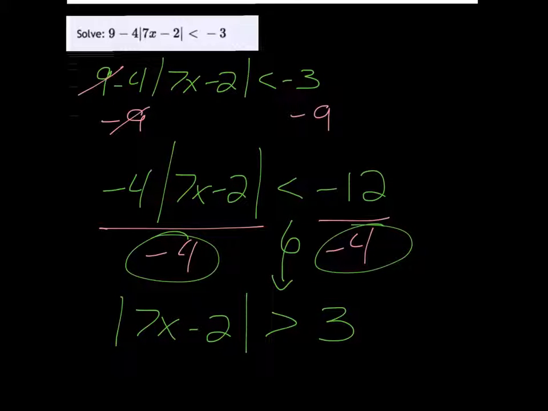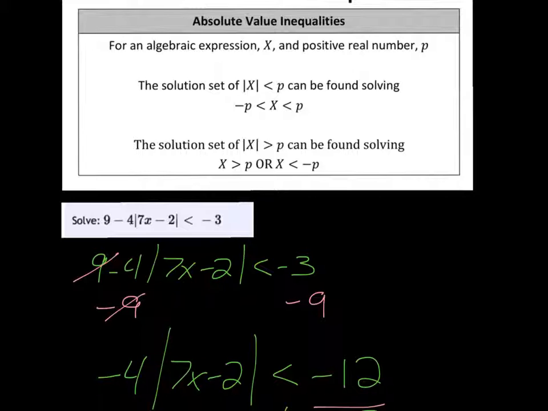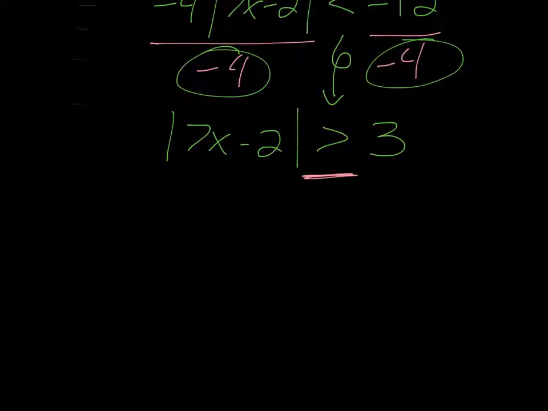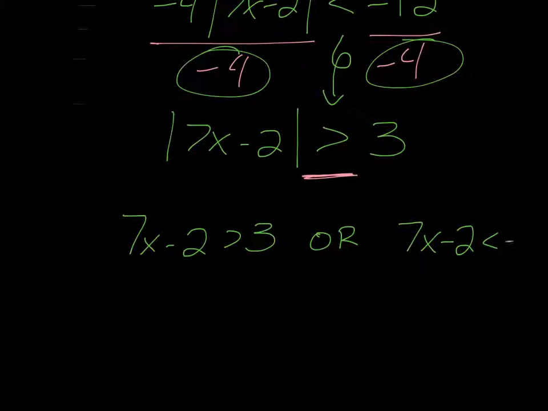Alright, now that I've isolated the absolute value sign, I need to analyze the inequality sign here. This is saying the absolute value is greater than 3. So going back up to my rules here, for the greater than sign, I split my inequality into these two inequalities with an OR statement in between: greater than that value, or less than the negative of that. So let's do that with this statement right here. What I'll get is that 7x minus 2 is greater than 3, or 7x minus 2 is less than negative 3.